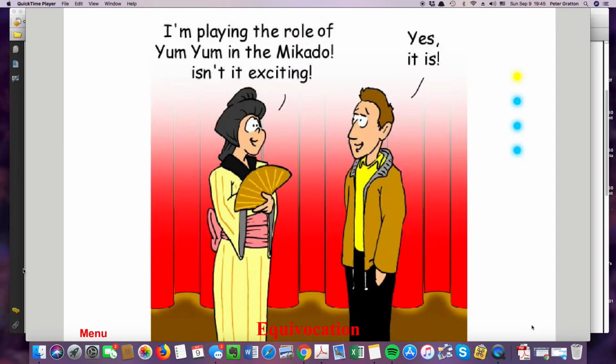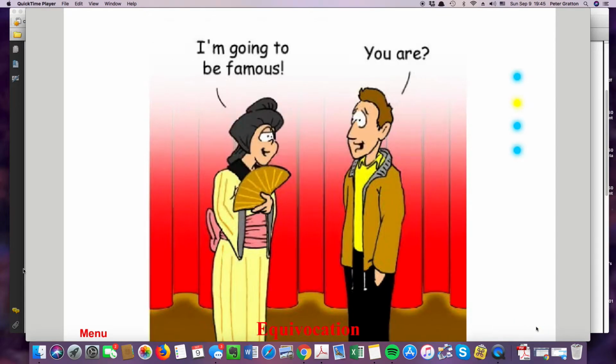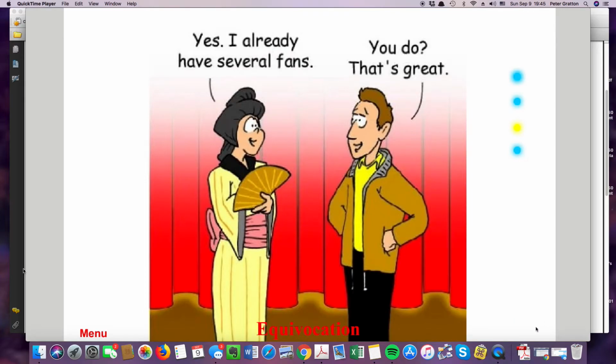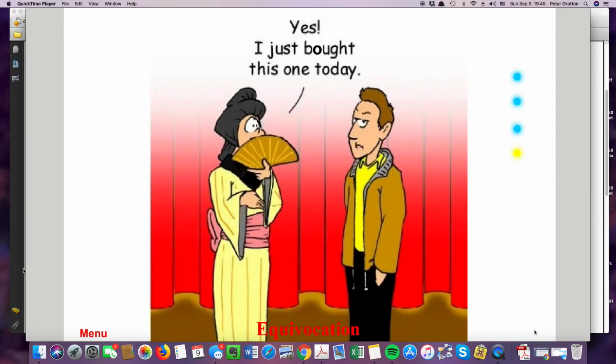I'm playing the role of Yum Yum in the Mikado. Isn't it exciting? Yes, it is. I'm going to be famous. You are? Yes, I already have several fans. You do? That's great. Yes, I just bought this one today.